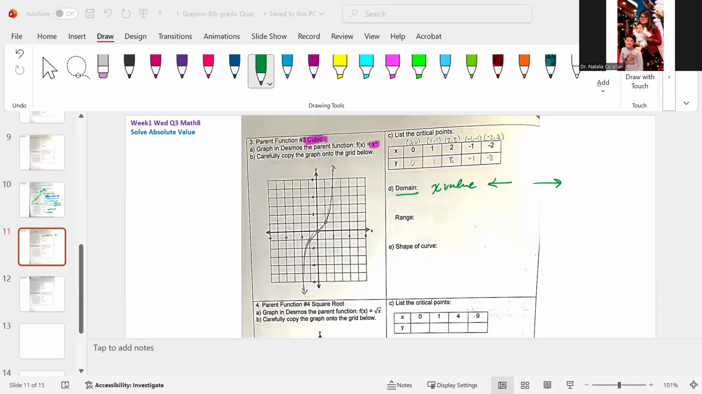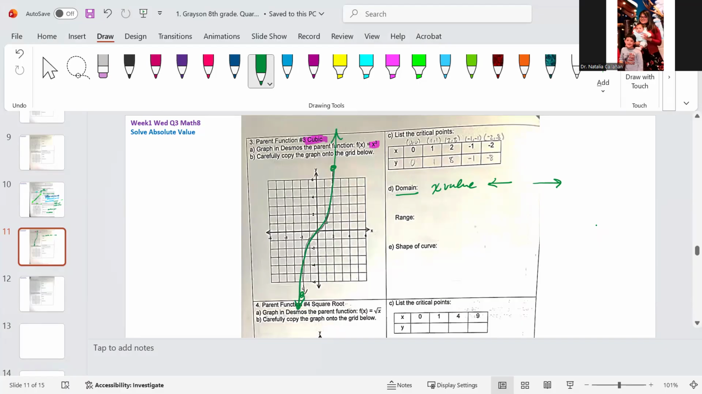Okay, when you're graphing this, it doesn't look like it's going that far, but it will. So you didn't graph all the points. 0, 0, 1, 1, 2, 8. Okay? Yeah. So it's actually going this way. So it will keep going to the right. Okay? So it's negative infinity to positive infinity. Does that make sense? Or all real numbers.